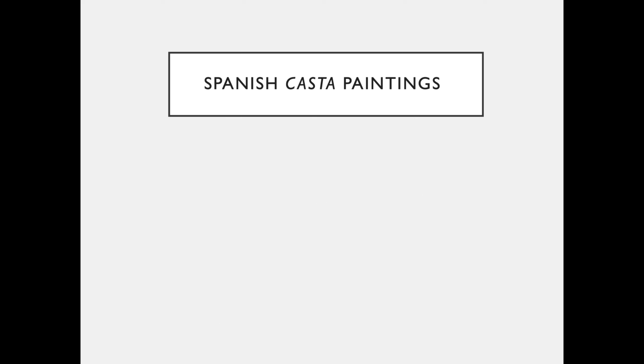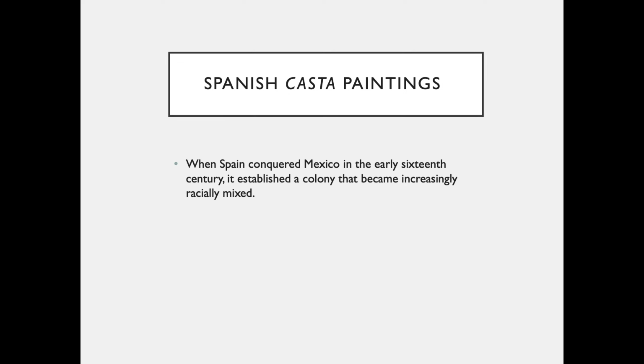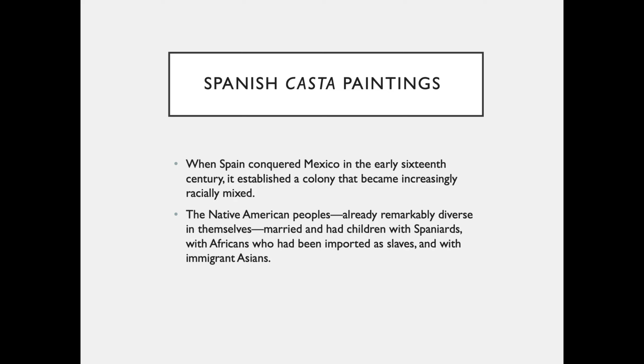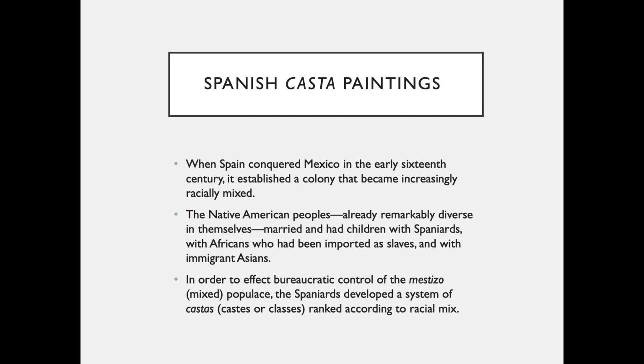All right, so let's talk about Spanish Casta paintings. When Spain conquered Mexico in the early 16th century, it established a colony that became increasingly racially mixed. The Native American peoples, already remarkably diverse in themselves, married and had children with Spaniards, with Africans who had been imported as slaves, and with immigrant Asians. In order to effect bureaucratic control of the mestizo, or mixed population, the Spaniards developed a system of castas, which we would call castes or classes, ranked according to racial mix.